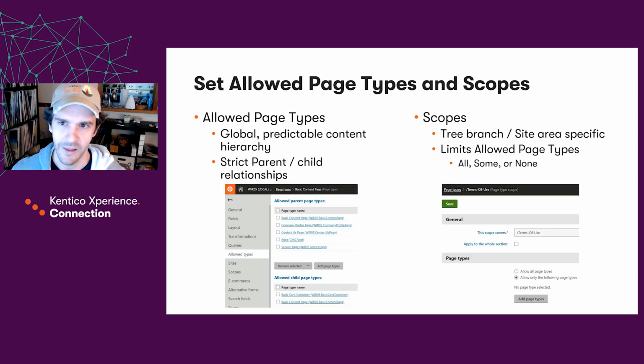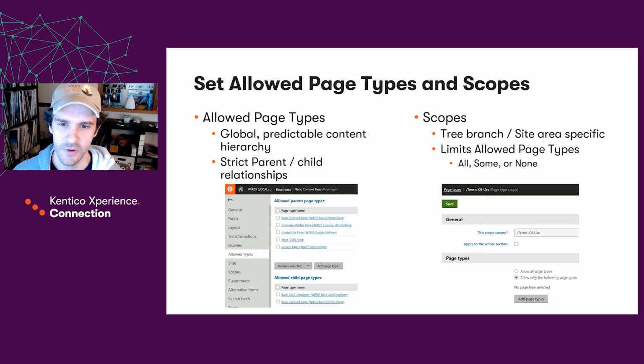We can also use allowed page types and scopes. So allowed page types give us a global, predictable content hierarchy with strict parent and child relationships. Scopes allow us to refine those restrictions in very specific parts of the tree. So you can see here on the right in the image, I have a terms of use page. And this page is a basic content page as is defined on the left with these parent-child relationships.